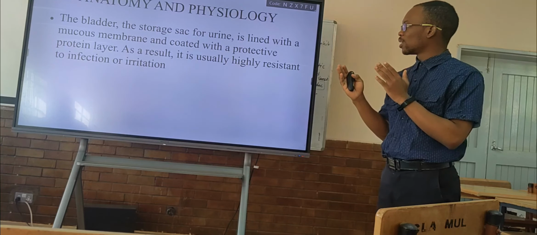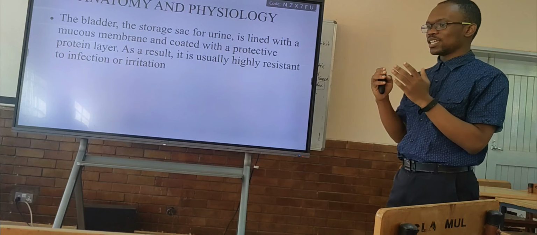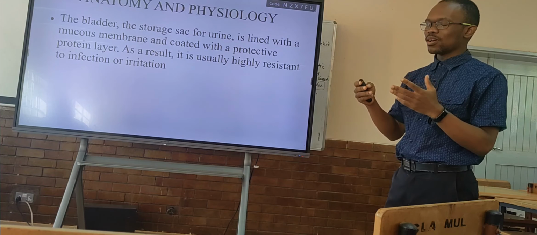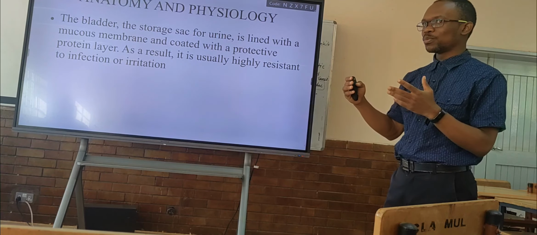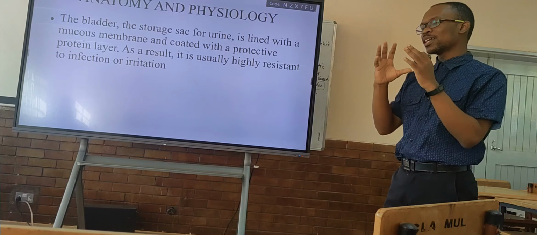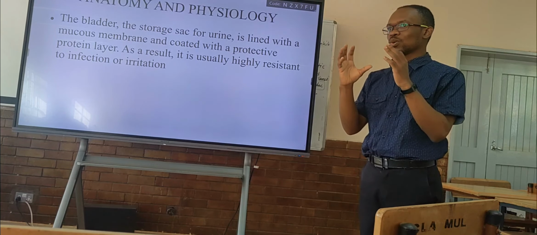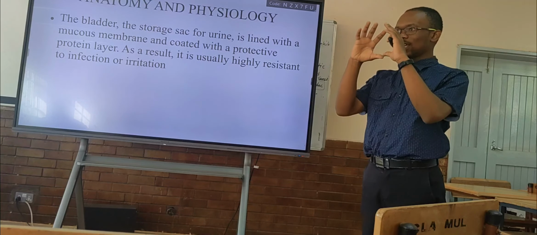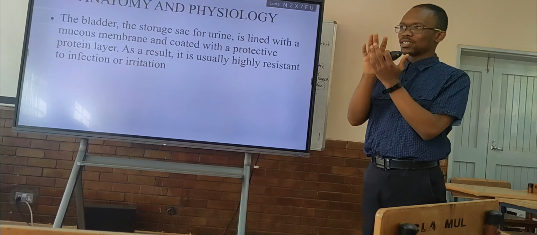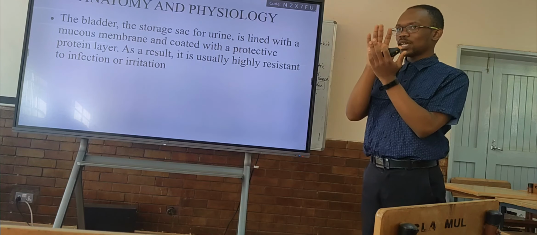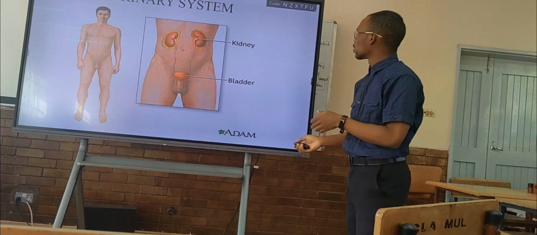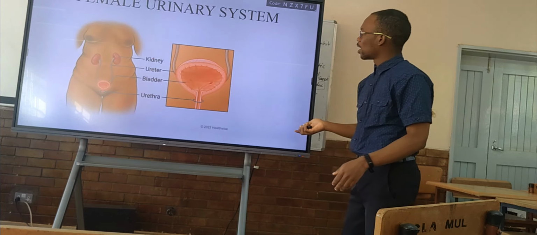And then it helps in releasing, or pushing through, the urine. The bladder is hollow shaped. When there's urine inside, it gets an oval shape. When it's deflated, meaning the urine has passed through, the shape also changes. So this is the male urinary system. You can see the kidney and the bladder. And that's the female.